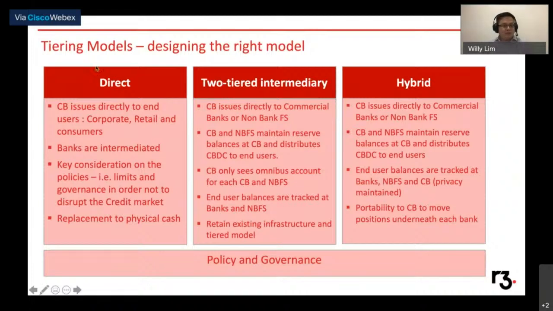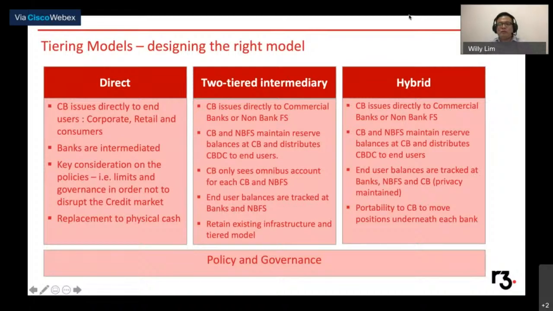The second one, similar to what we have now, is a two-tiered intermediary model, where the central bank issues it to the banks or fintechs, and the fintechs or the banks distribute the CBDC. Now, the difference here is it's an aggregated balance. From a central bank's point of view, they issue it to an intermediary, such as a bank, and the bank distributes it directly to the consumer. From this point of view, the central bank doesn't actually view it from a household level, from a balance ledger level. They only see it from an aggregated level from each of the financial services.